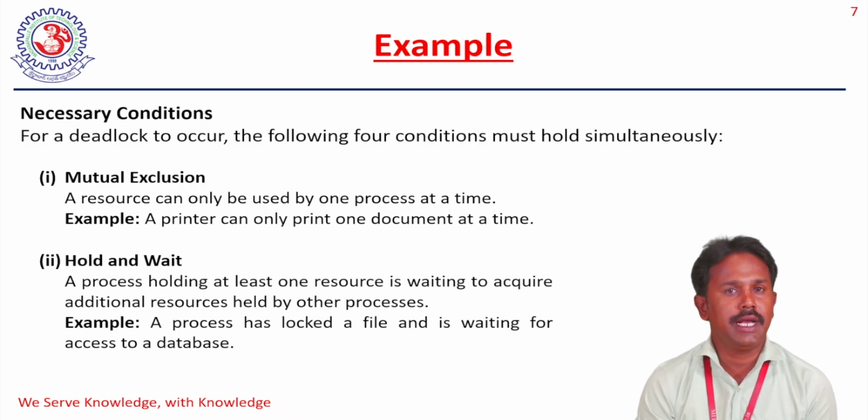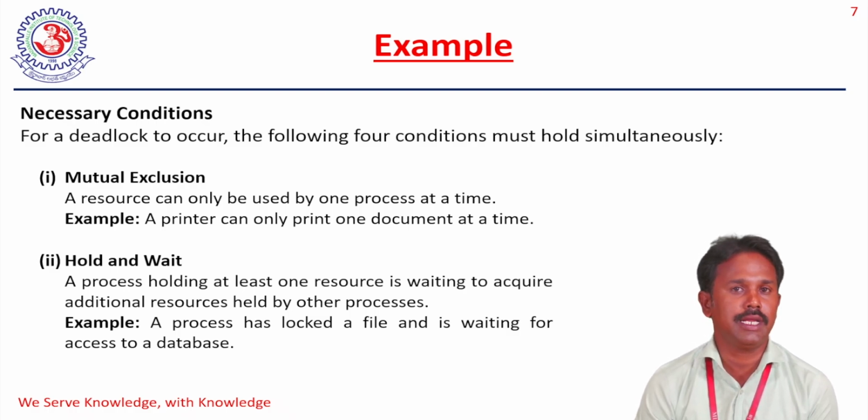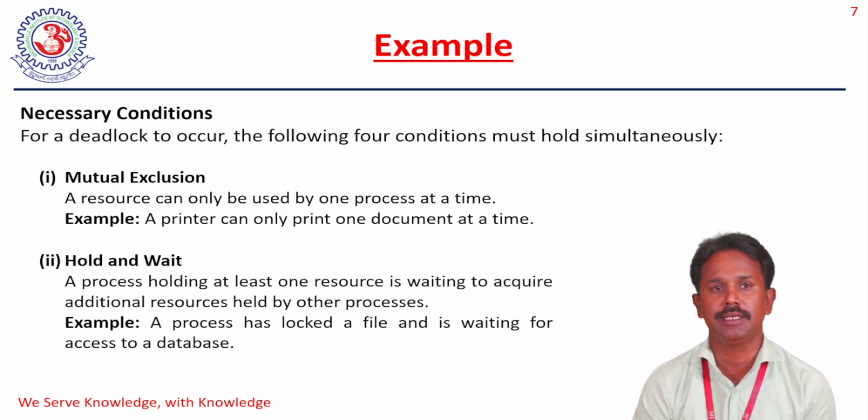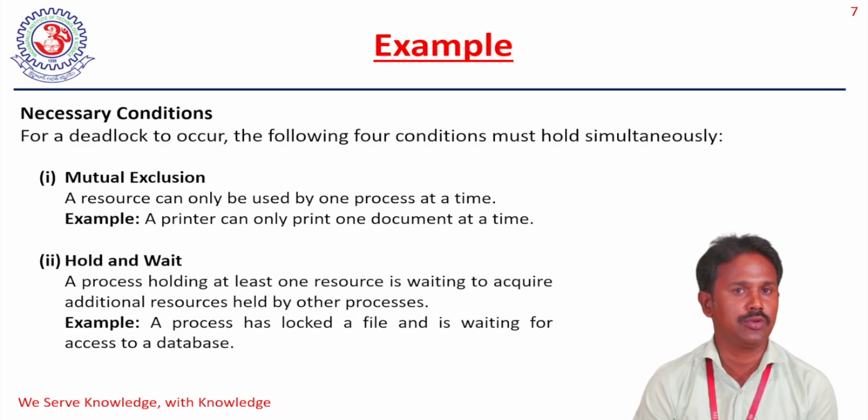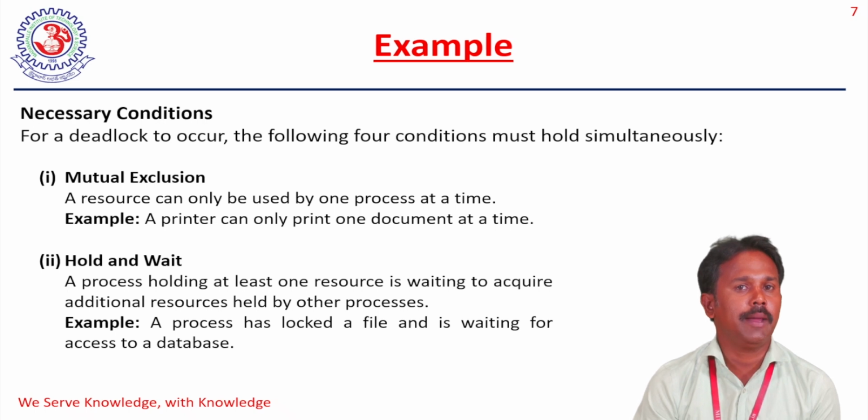The necessary conditions for the deadlock: the following four conditions must hold simultaneously. The first one is mutual exclusion. Suppose a printer can only print one document at a time. Here resources cannot be shared.